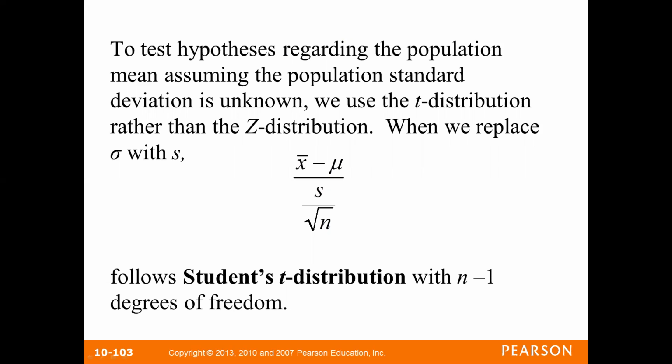The formula for the t statistic is x bar minus mu over s over the square root of n. It does follow a student's t-distribution with n minus 1 degrees of freedom. So in everything we do in this section, we're going to deal with the t-distribution with n minus 1 degrees of freedom, where n is the sample size.